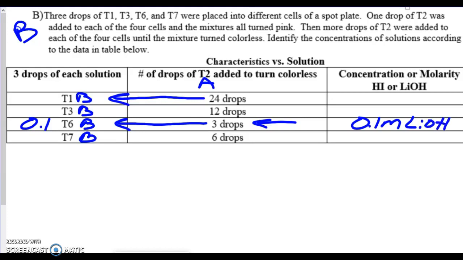So let me go over that one more time. This one took 3 drops of acid to go from pink to colorless. This one took a lot of acid to go from pink to colorless. So this one must be very concentrated, and this one must be very dilute.